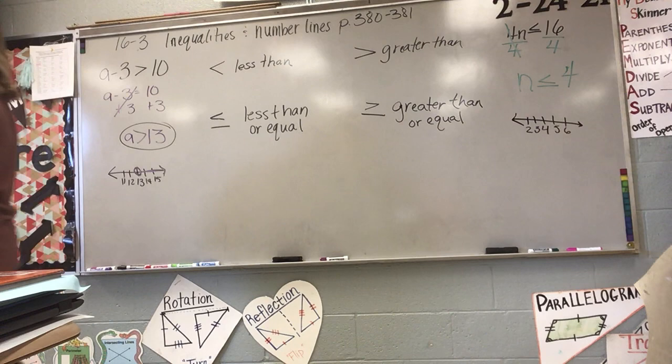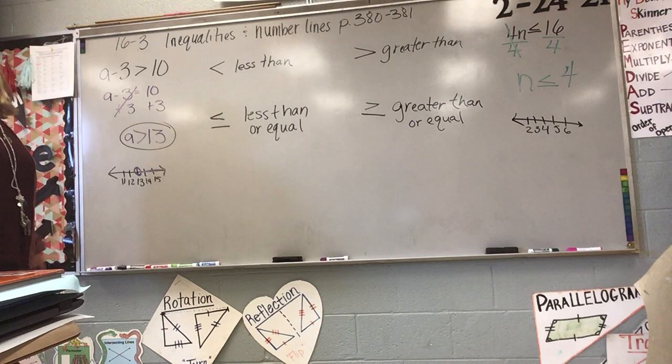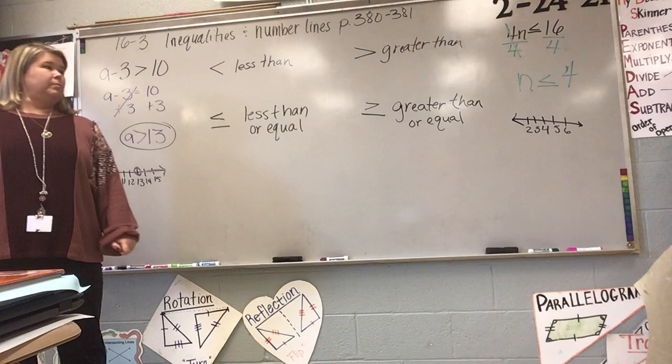Now, because it says n is less than or equal to... what could be n? It could be 4. Any number. It could be 5, 6, 7. No, 6 times 4 is 24. It's got to be below 4. Has to be below 4.